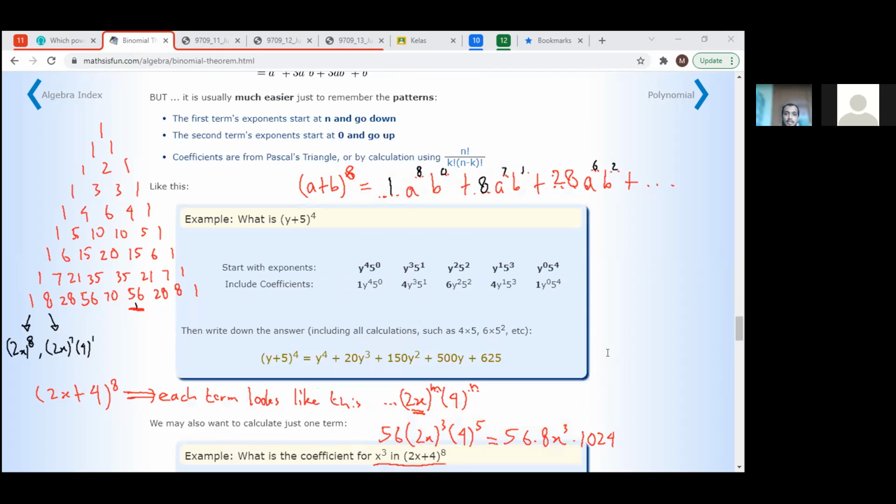So this is equal to, oke, mungkin ada yang nggak kelihatan ya kalau di bawah gitu. So this is equal to 458752 x cubed. So the term will be this, and the coefficient is this one. Yeah, this will be the answer.